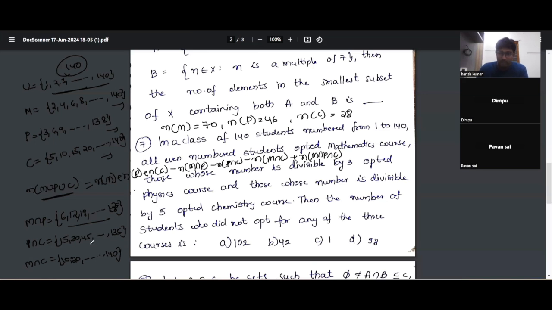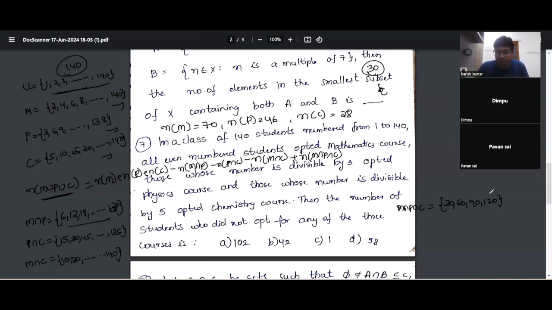Clear? Yes, sir. And finally, I have to find m intersection p intersection c. That means common elements in all three, the multiples of 2, 3, and 5. That will be multiples of 30. So what numbers will I get? I'll get 30, 60, 90, 120. That's it. Yes or no? Yes, sir. I got all the things, right?